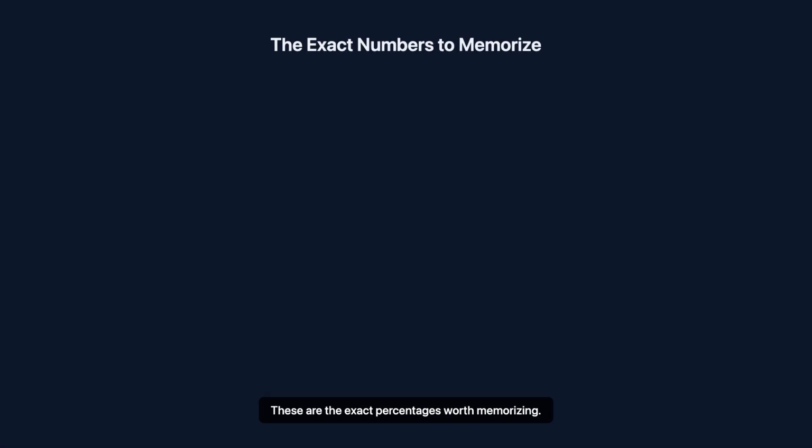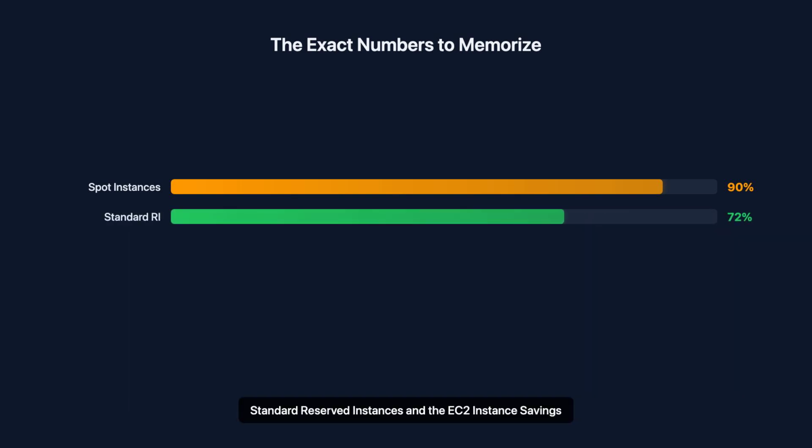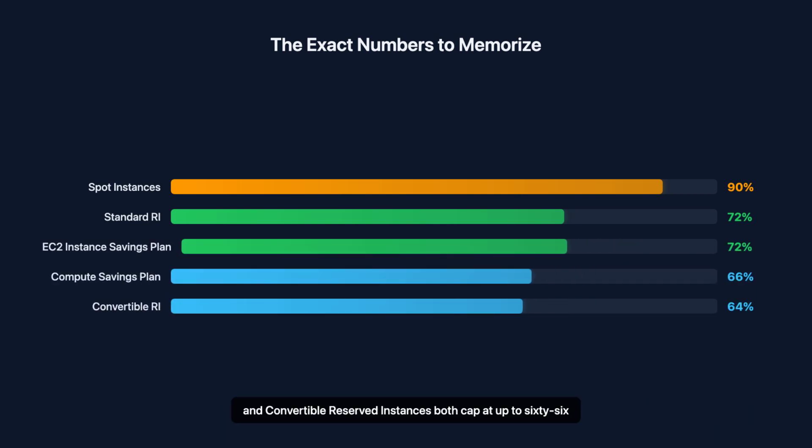These are the exact percentages worth memorizing. Spot tops out at up to 90% off. Standard reserved instances and the EC2 instance savings plan both top out at up to 72%. The compute savings plan and convertible reserved instances both cap at up to 66%. Notice the pattern: 90, 72, 66. The more flexibility you give up, the bigger the number. Locked to specific hardware, you get 72. Trade family lock-in for serverless coverage or keep the ability to swap instance family mid-term, you drop to 66. Accept interruption, you get 90.